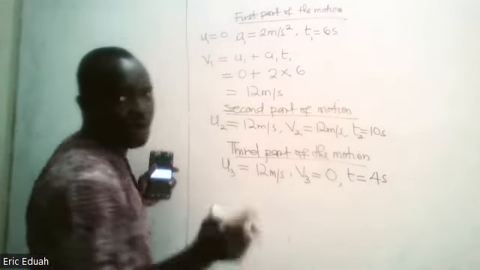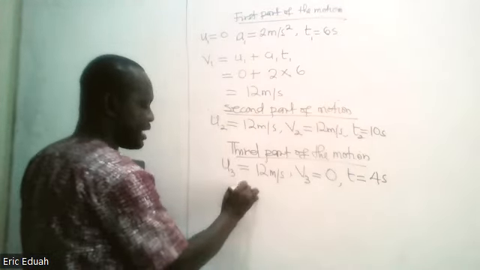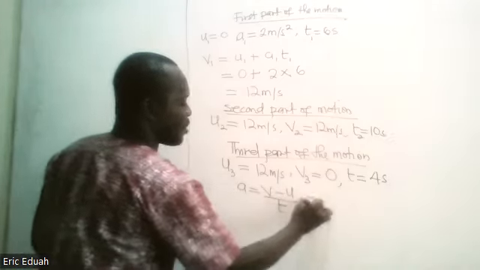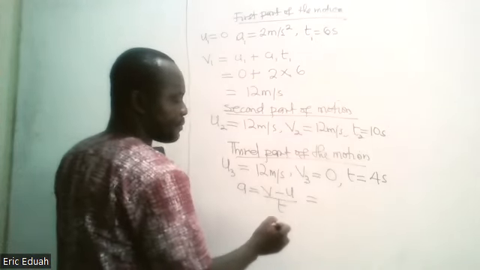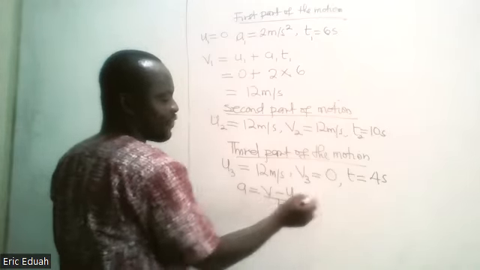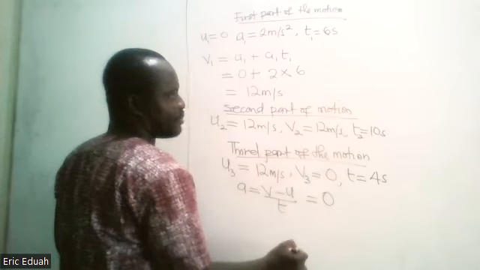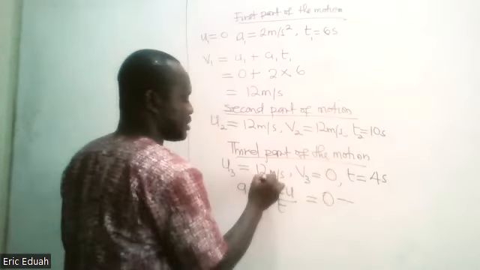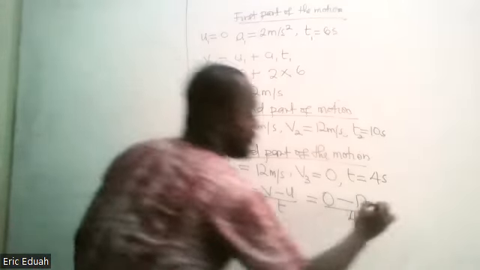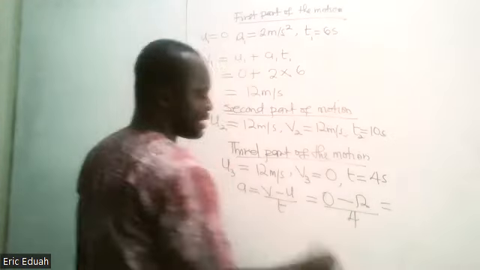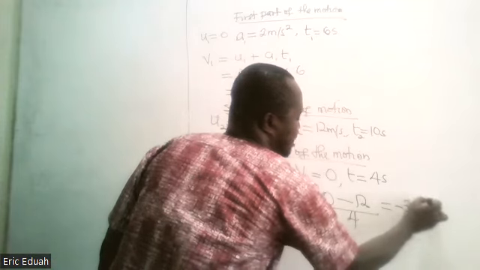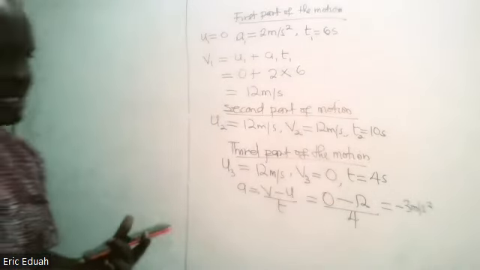So let's look at how we can determine the deceleration. a equals v minus u over t. It's a deceleration, so we expect a negative. What is the final velocity? Zero, because the body has come to rest. What is the initial velocity? 12. What's the time? 4. So 0 minus 12 divided by 4 gives minus 3 meters per second squared. That will be the deceleration.